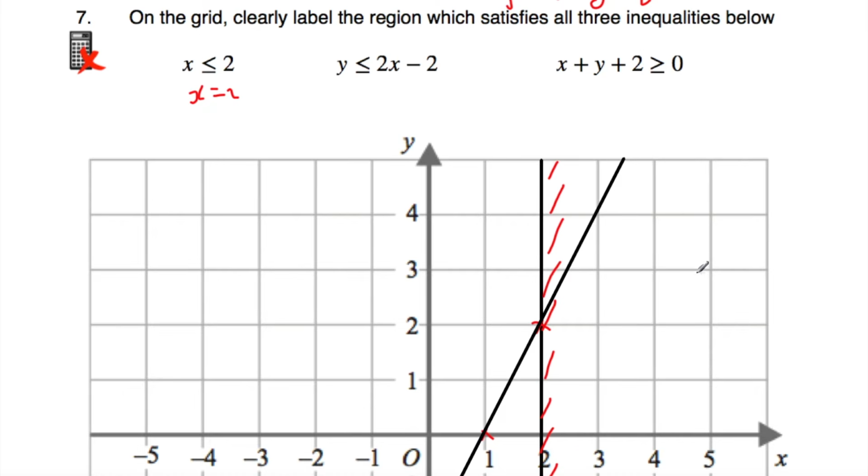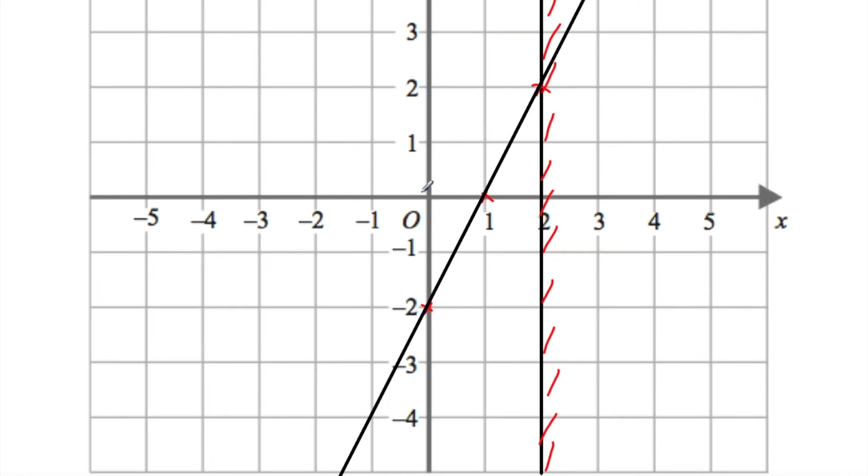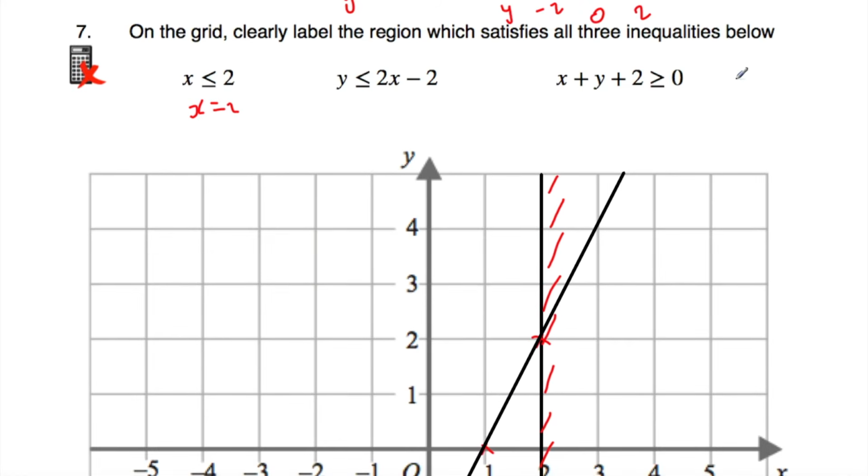Now we need to decide what side we're going to accept and what side we're going to reject. So let's choose a point that's not on the line. So I'm going to choose the origin. So let's go back up to the inequality, and we're choosing the origin, which is 0, 0. The x coordinate is 0 and the y coordinate is 0. So if we put those in, we get 0 is less than or equal to 2 times 0, which is 0, take away 2. And 0 take away 2 is minus 2, so we get 0 is less than or equal to minus 2. 0 isn't less than or equal to minus 2, so that's not right. So we're going to reject that side.